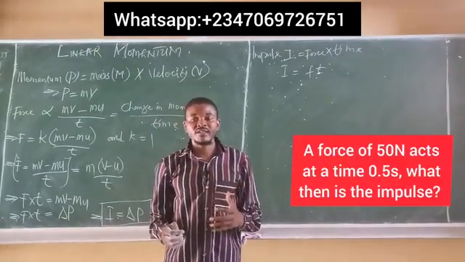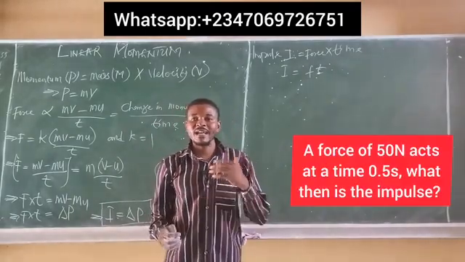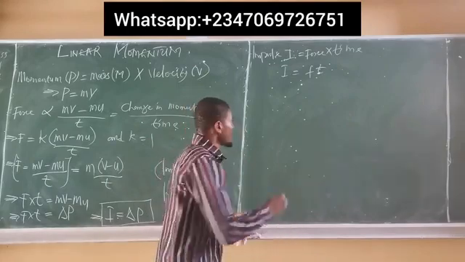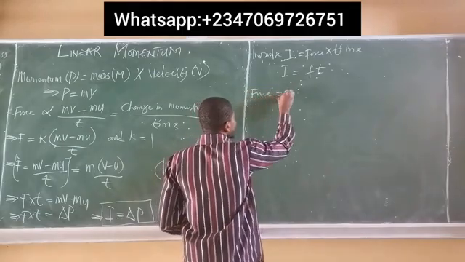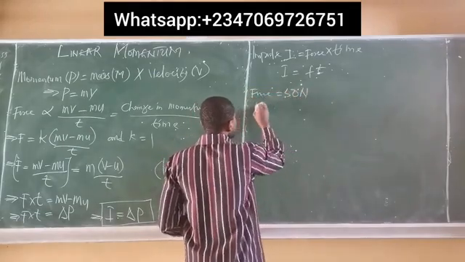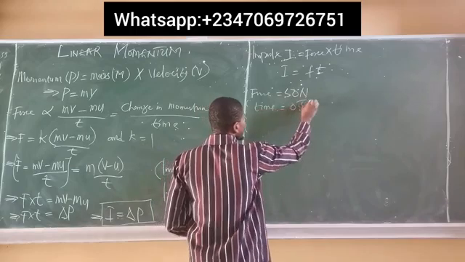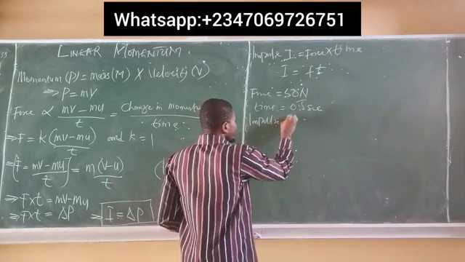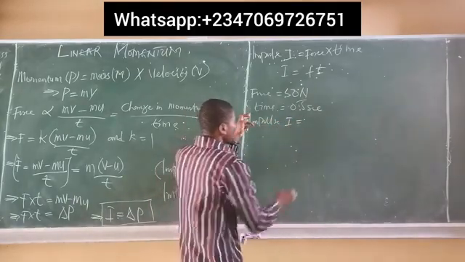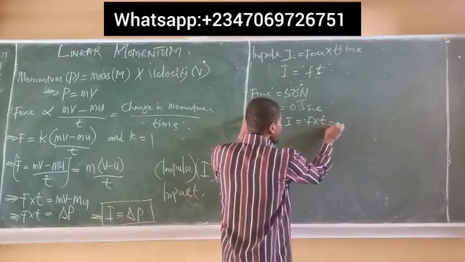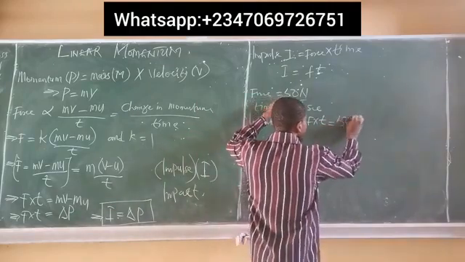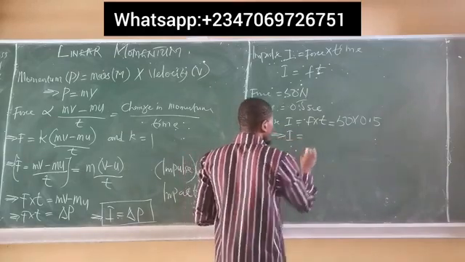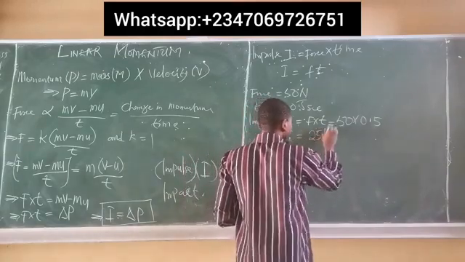So if you're given, let's say, a force of 50 Newtons that acts for a time of 0.5 seconds, what then is the impulse? Simple. Force is given to you as 50 Newtons and the time is given as 0.5 seconds. You're asked for the impulse. Impulse I is simply equal to what? Force times time. Force there is 50 Newtons, time there is 0.5, and if you do this, you're going to obtain that impulse itself becomes what? 25 newton seconds.